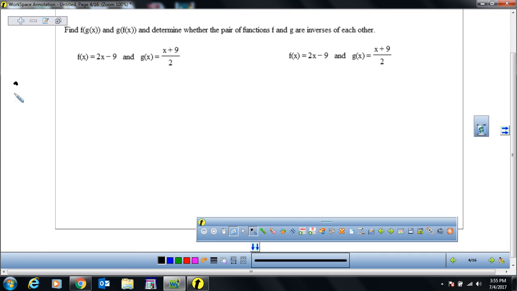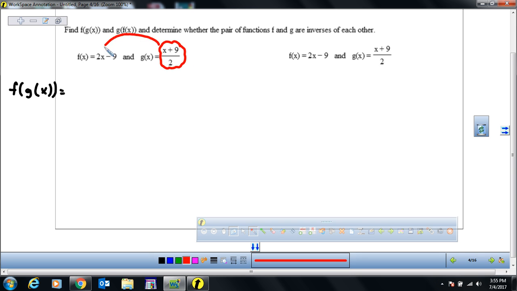So when I say f of g, remember that means from section 2.6 that we need to substitute the function g, which is x plus 9 over 2, into the x of your function f, which in this case there's only one x. So my function f of g is going to look like this: 2 times x minus 9, but the x is going to be replaced with the function g, which is x plus 9 over 2. And then we're going to simplify this.